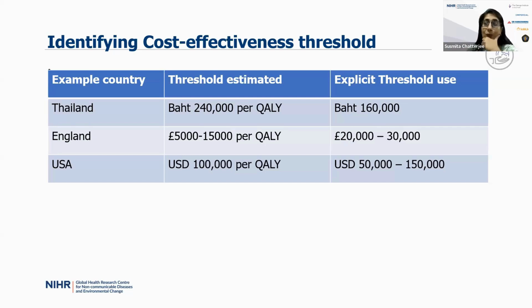So there are countries who actually try to estimate the threshold. Thailand, England, USA are the countries where the threshold was calculated. And you can see the difference. They calculated 2,40,000 baht per QALY as their estimated threshold. But when they use their GDP per capita, it was 160,000. So you can see the difference everywhere, estimated versus the explicit threshold. So that's why it is good to have a country specific threshold, but only these three.